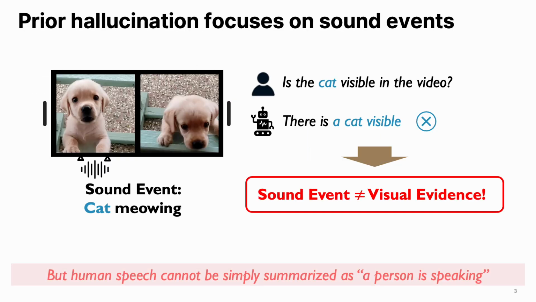Most existing audiovisual hallucination studies focus on environmental sound as the event indicator. For example, if the model hears a cat mewing, it may incorrectly assume that a cat is visible in the video. This is an important problem, but some events cannot cover all the real scenarios. For example, human speech carries rich information and cannot be summarized as only a person is speaking.